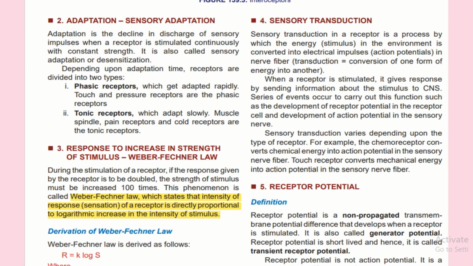When a receptor is stimulated, it gives response by sending information about the stimulus to CNS. A series of events occur to carry out this function, such as development of receptor potential in the receptor cells and development of action potential in the sensory nerve. Sensory transduction varies depending upon the type of receptor. For example, the chemoreceptor converts chemical energy into the action potential in the sensory nerve fibers. Touch receptor converts mechanical energy into the action potential in the sensory nerve fiber.